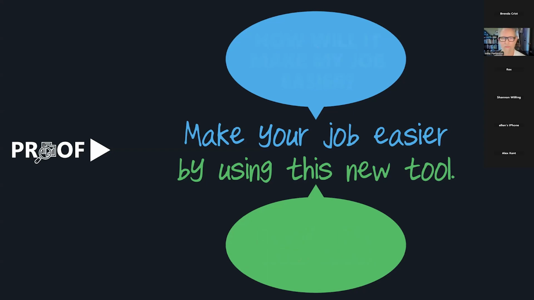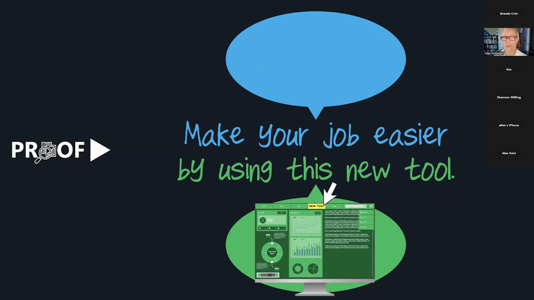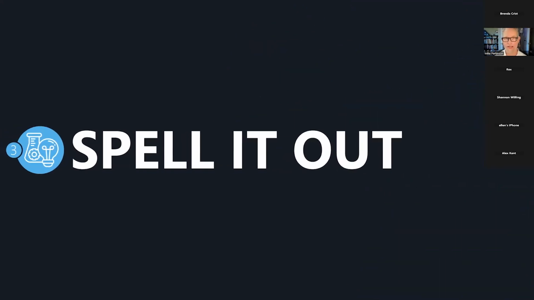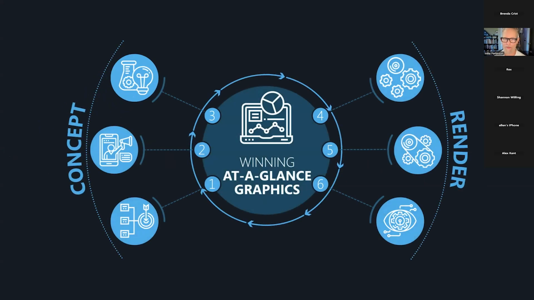Forgive me. So then our job is to answer those 2 questions clearly and succinctly because we live in an at-a-glance society. So what is the new tool? It's right here in the ribbon. Click on it. You're done. How does it make my job easier? Because it automatically creates my reports and sends them off. Oh, okay. So that is spelling it out. So goal, announce, motivator means, and then spell it out. Provide that proof or evidence.